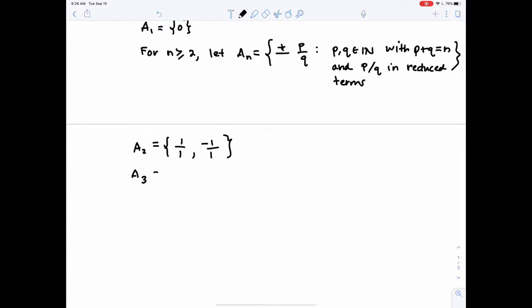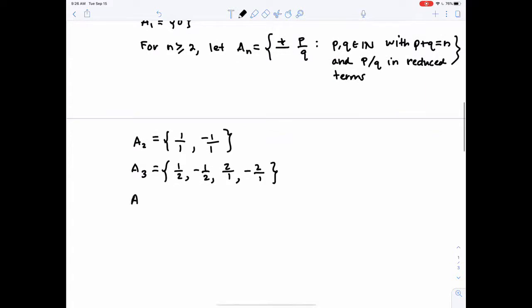Then A3, I'm looking for p plus q to equal 3. So that's going to give me the numbers 1/2, -1/2, and then 2/1, so 2, -2/1. And I'll write out one more. Here I want my numbers to sum to 4, but they have to be in reduced terms.